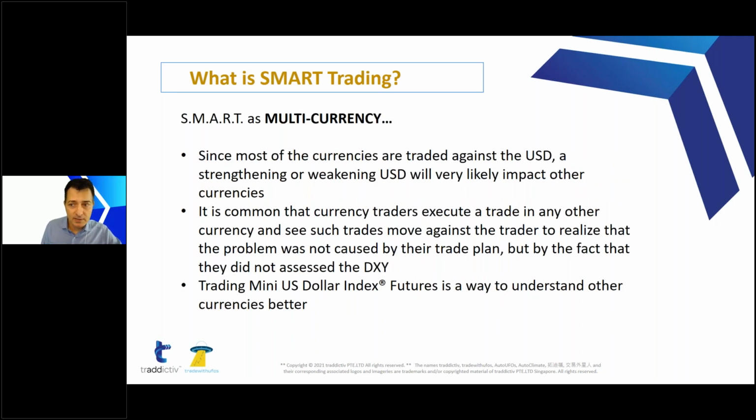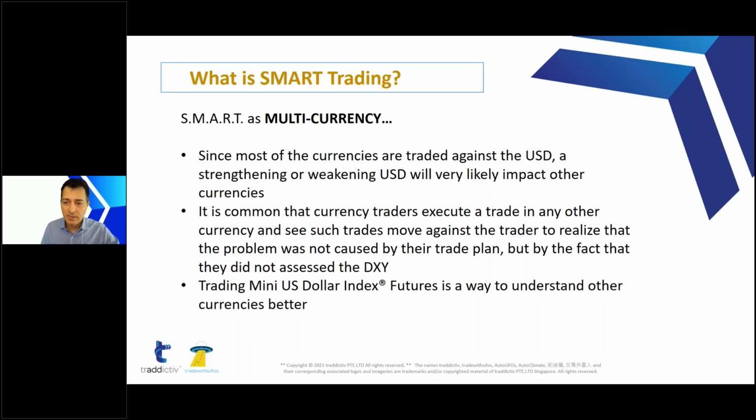Smart as multi-currency, because in the end, most of the currencies that trade in the world trade in pairs. So the euro trades against the US dollar, for example. The Great British Pound trades against the US dollar. So strengthening or weakening of the US dollar would definitely have an impact on any other currency.